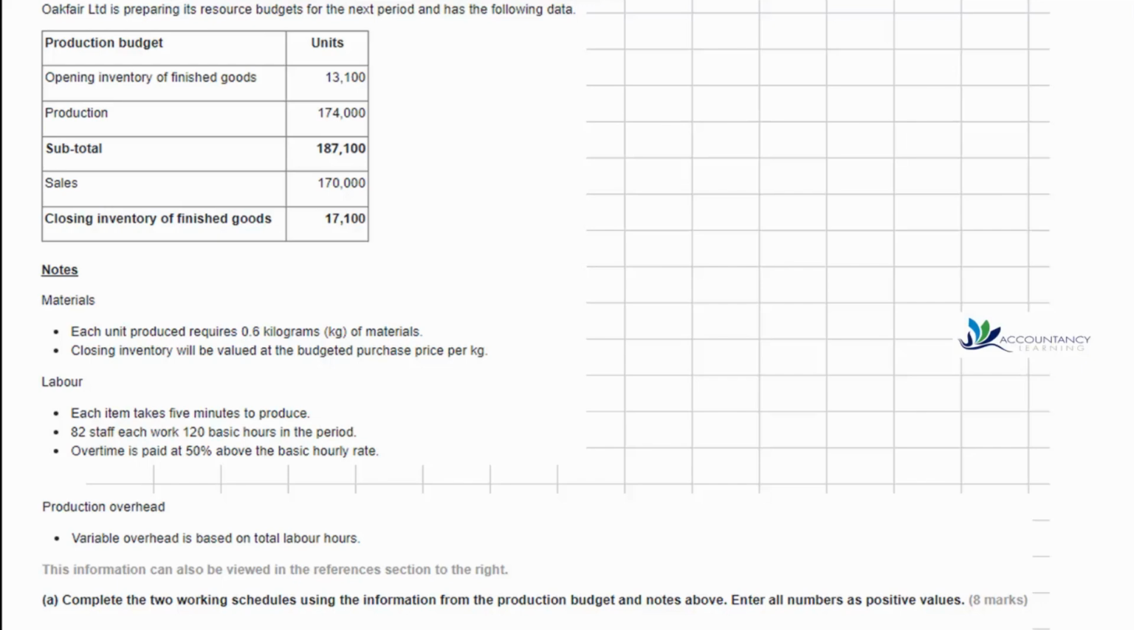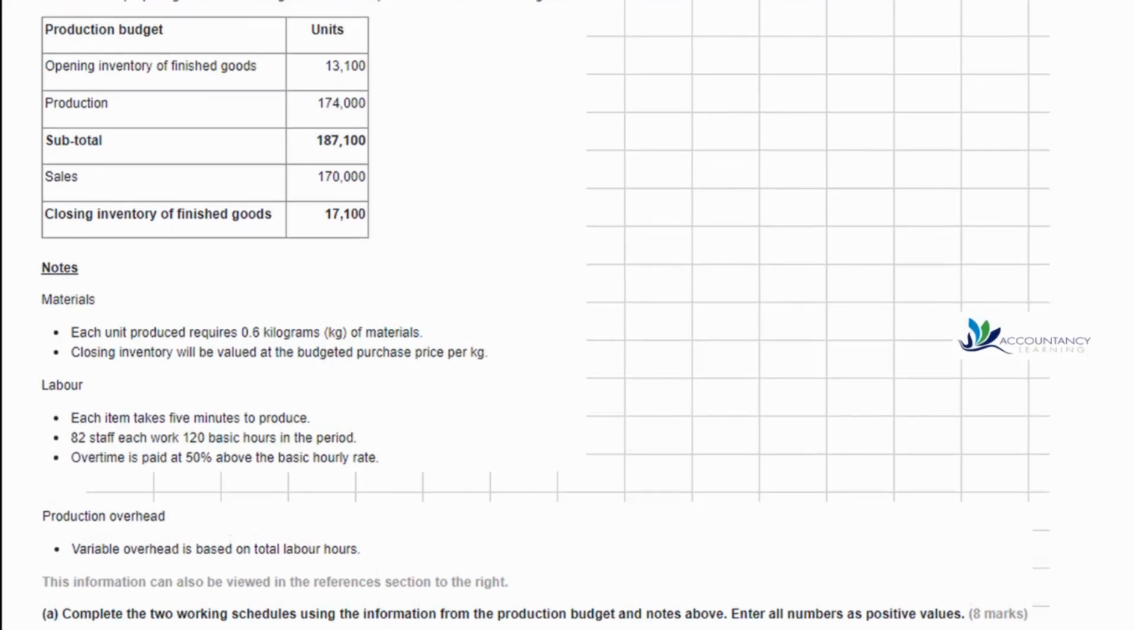Oakfair Limited is preparing its resource budgets for the next period and has the following data. So we're told that we have some opening inventory of finished goods. Now notice this is finished goods because we're going to have to think about inventory for our materials in a moment. So we've got our opening inventory, we've got our production, so we make some more of the inventory, we then sell some of it, so our sales reduce how much inventory we have, so that's that negative number, and then that leaves us with our closing inventory of our finished goods.